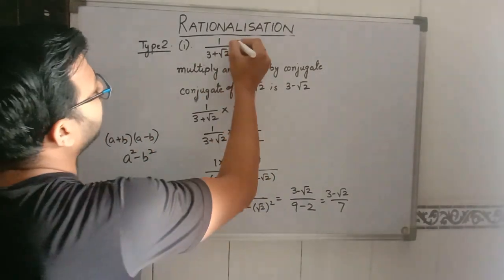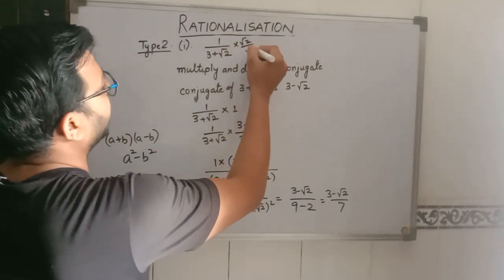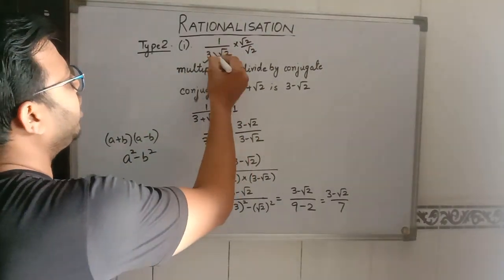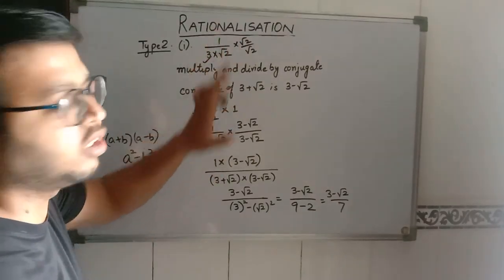You cannot just multiply by root 2 and divide by root 2 to rationalize this number. This can be done only if the plus sign is not there. If 3 multiplied by root 2 is there, then we can use this method.